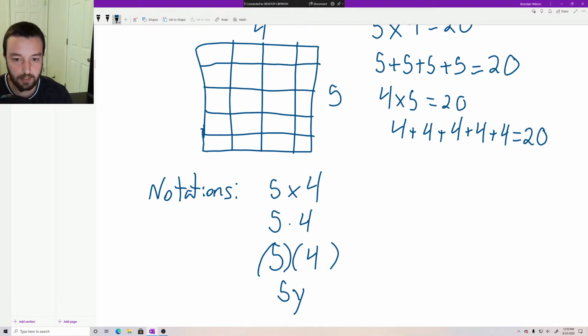The reason we put the parentheses when we have two numbers, though, is because we want to know that it's 5 times 4 and not 54, right? With the 5y, we don't really have that confusion because we know y isn't a digit, it's an actual number. So we don't need the parentheses there. So all of these are different ways to write multiplication.